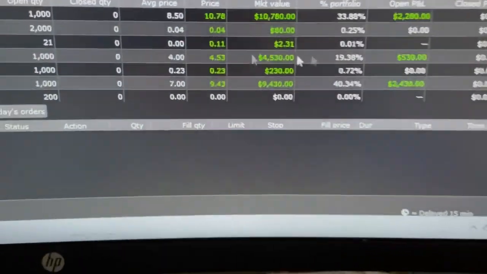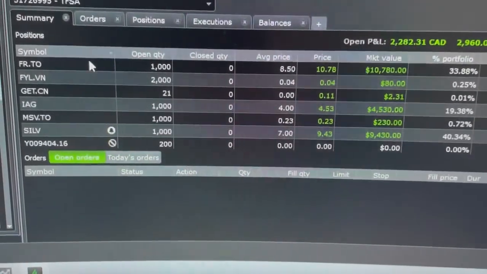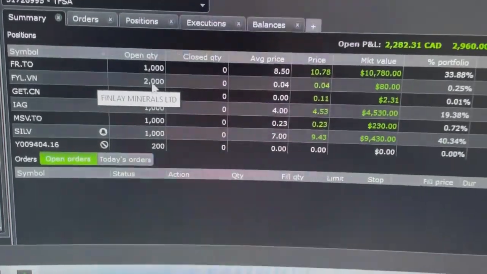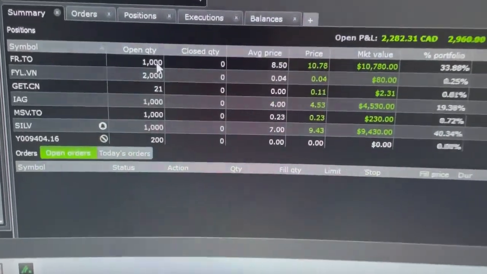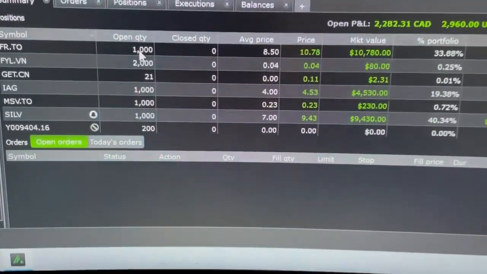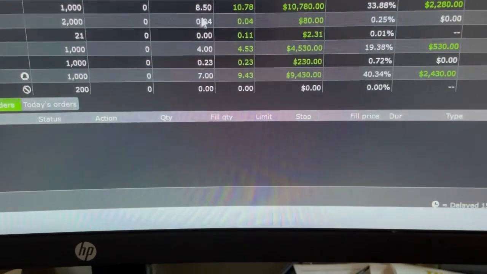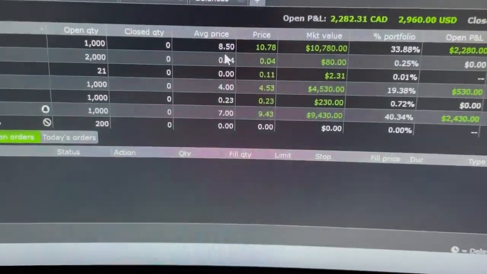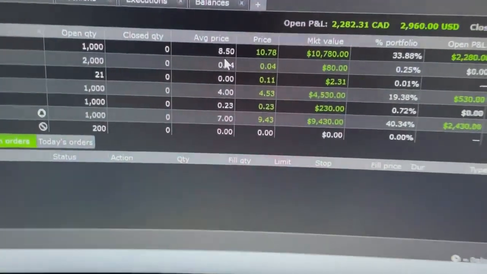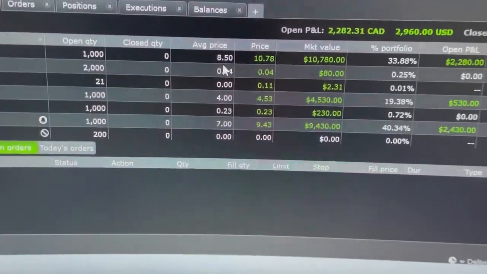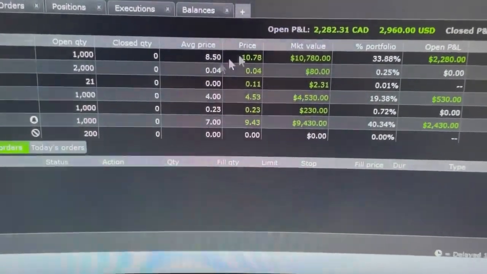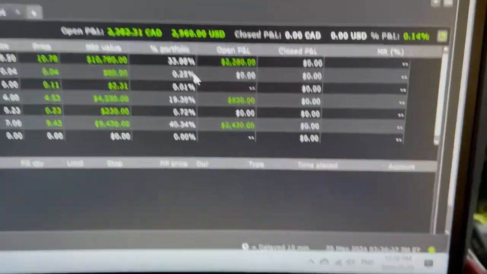FR.TO. TO stands for Toronto Stock Exchange. This one got exercised earlier than those other two that I was talking about. That's the strike price, $8.50. It's gone up a little bit more than $2 since then.